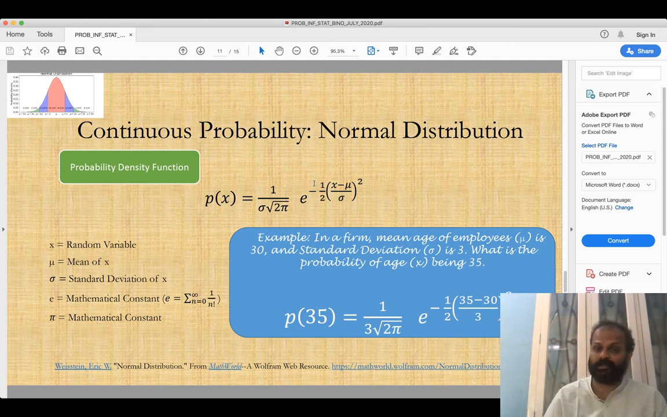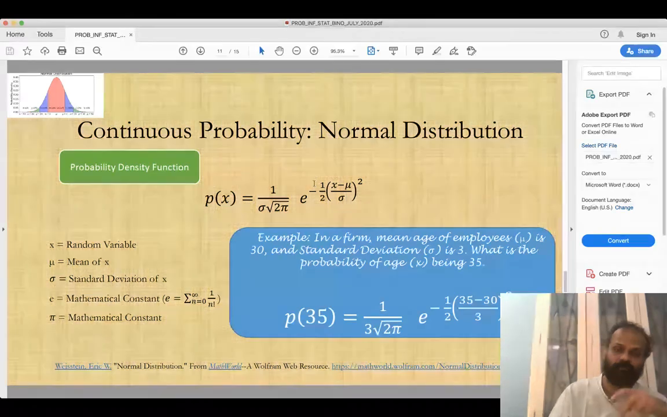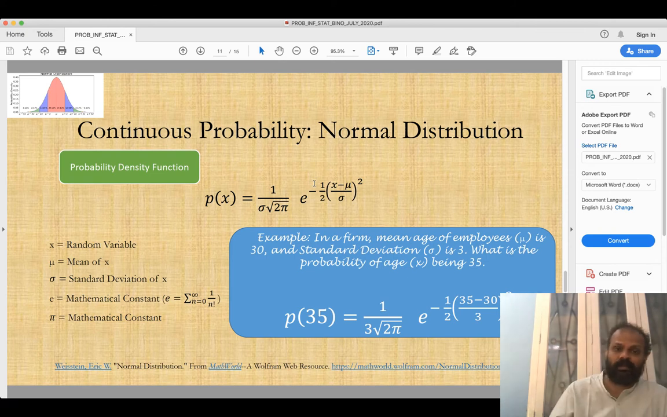We continue our discussion on probability. We take up continuous probability. As we mentioned in the previous session, probability is of two types, continuous and discrete. Now, looking at continuous probability, one of the prominent ones is normal distribution. Within normal distribution, there are two aspects we look into. One is probability density function, another is cumulative distribution function.